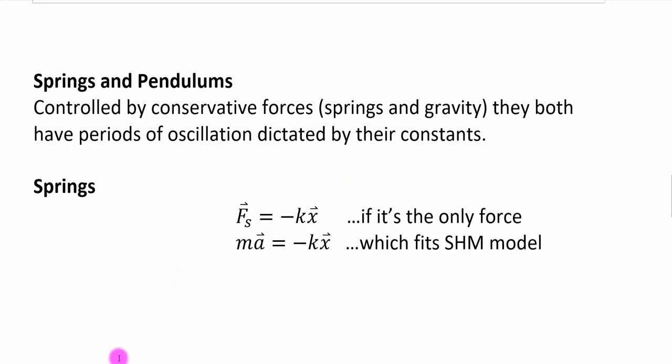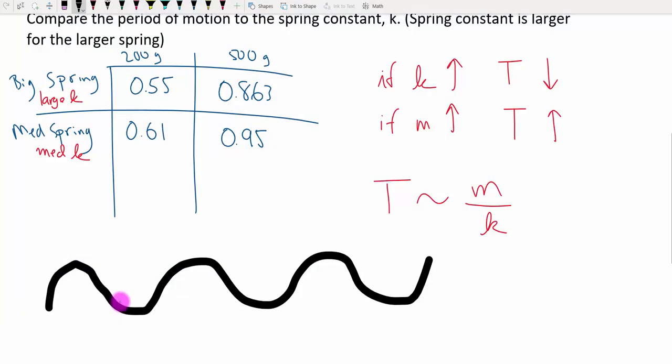One of the reasons we want to do that is because in an activity that we did in class, we saw that if we had a spring with what we knew was a larger k value and a spring with a medium k value, with the same mass attached to each of them, the spring with the smaller k value took longer to complete cycles. And if we increased the mass on a spring, it increased the period.